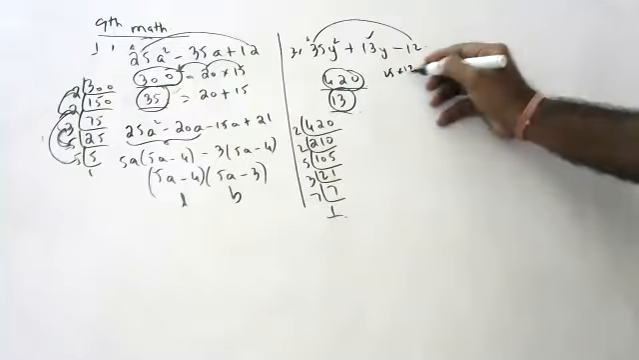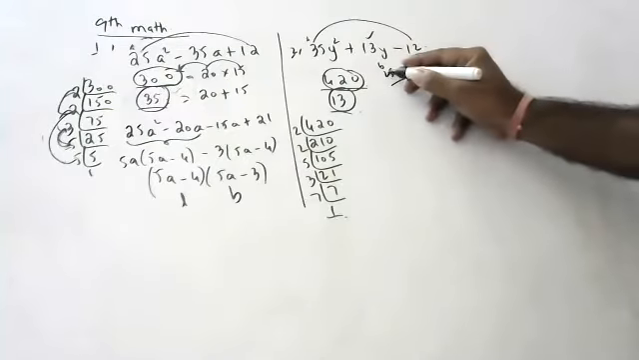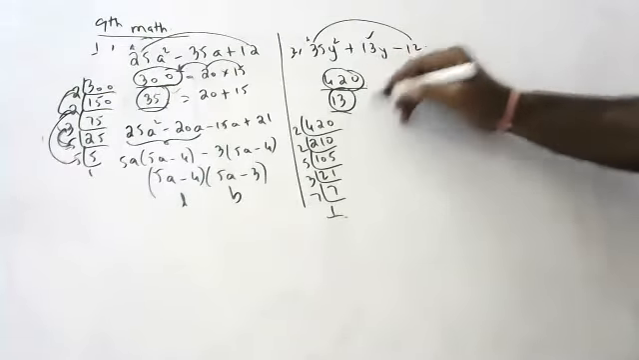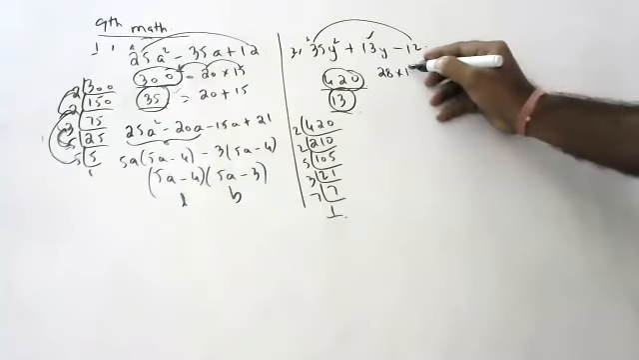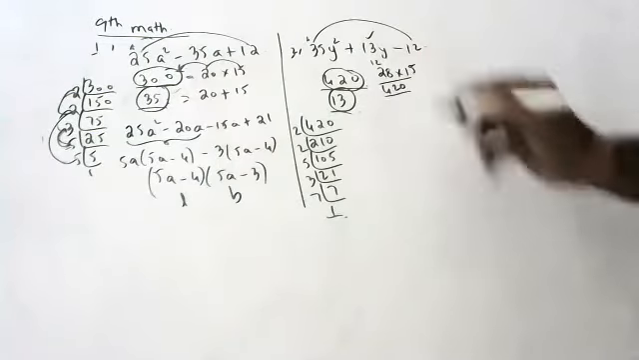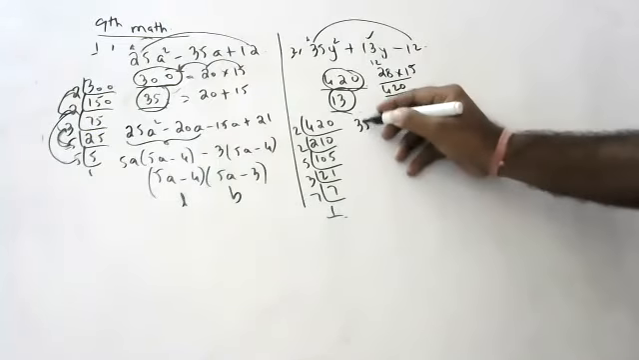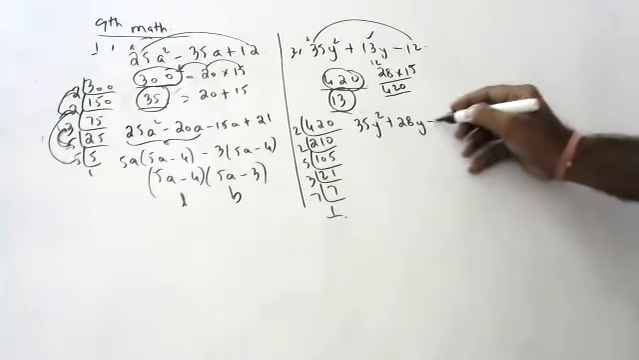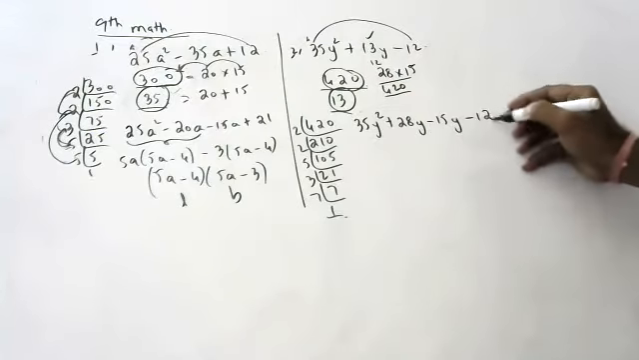25 into 12, 12 2s are 24. No, 25 is 60. Sir, it is 28 and 15, sir. 28 and 15. 15 8s are 120, 15 2s are 30, 420. Yeah, 28 and 15. So 35y square plus 28y minus 15y minus 12.